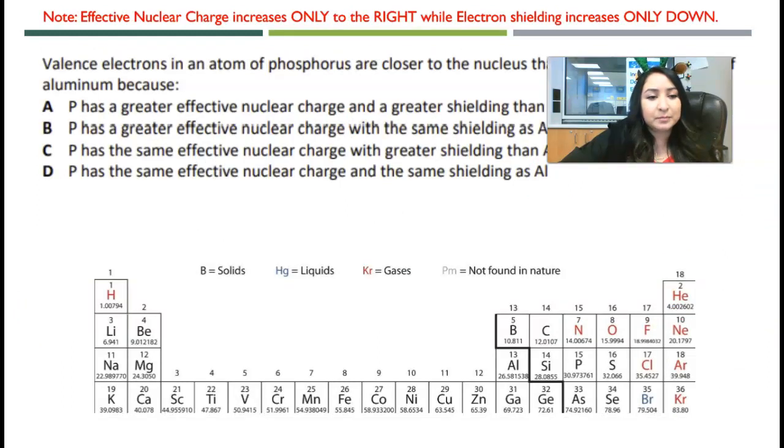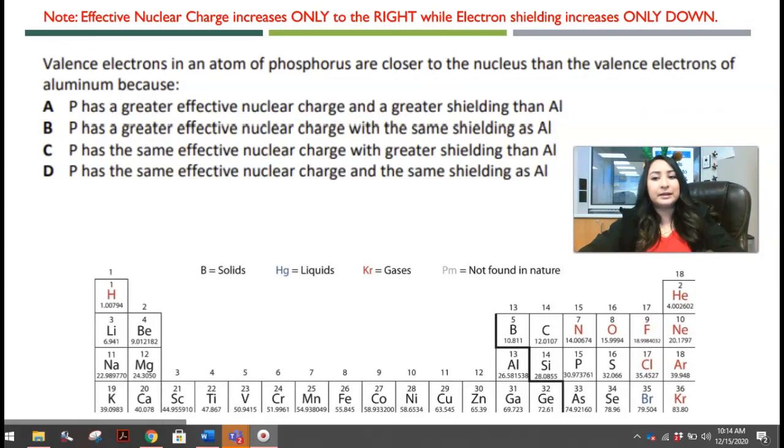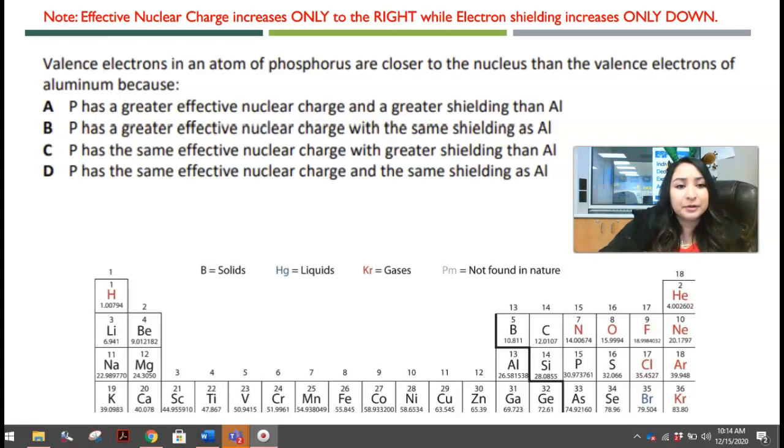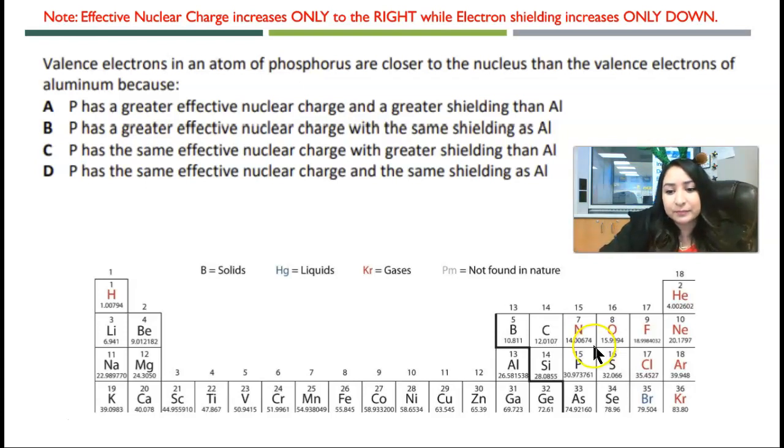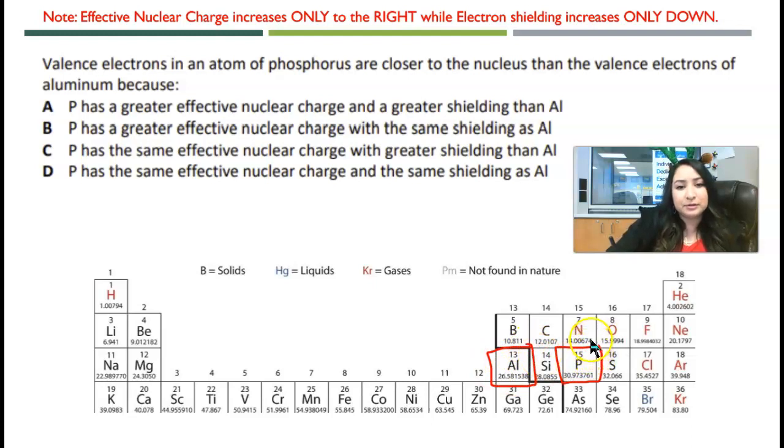All right, go ahead and pause the video so you can work on this problem. It says valence electrons in an atom of phosphorus are closer to the nucleus than valence electrons of aluminum because, so we're comparing two. We're comparing phosphorus, which is right here, and we're comparing aluminum right here. Which one has the greater effective nuclear charge and which one has the greater shielding?